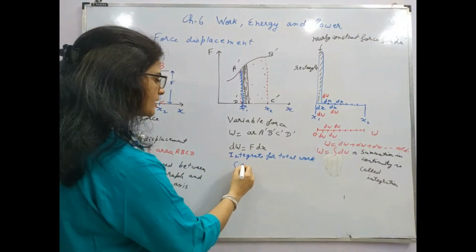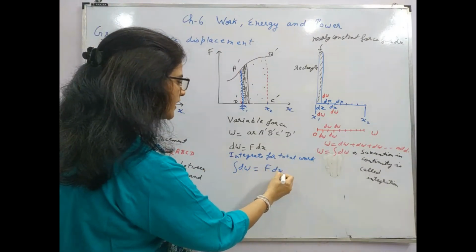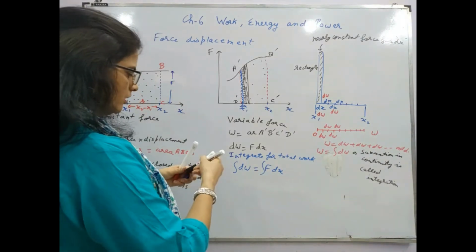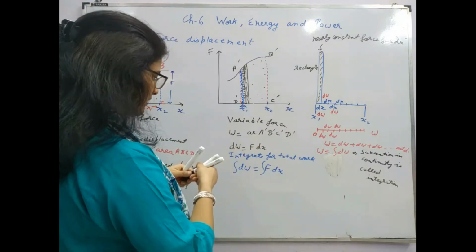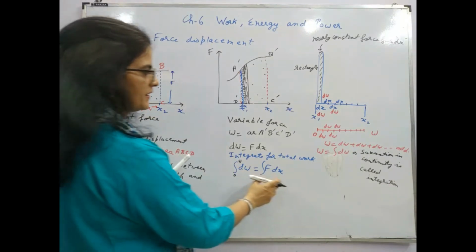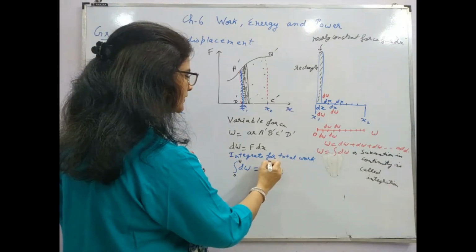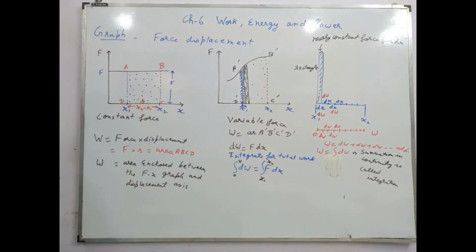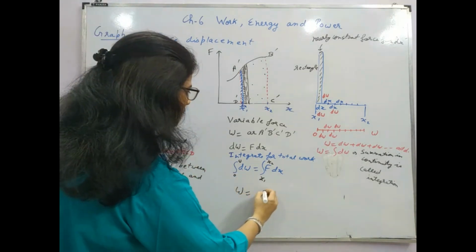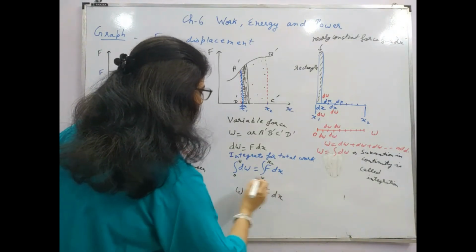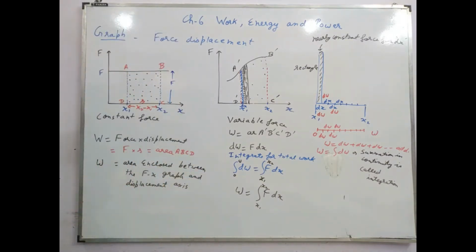So I will integrate on both the sides. This will be f dx integration, right? And here the force for every interval is taken nearly constant. So here the w is between 0 to w because limits of w will be taken here. Limits of x will be taken here, x1 to x2, we have to find the work. So the limits of x will be taken here, right? So this is how we find the work done by a variable force.